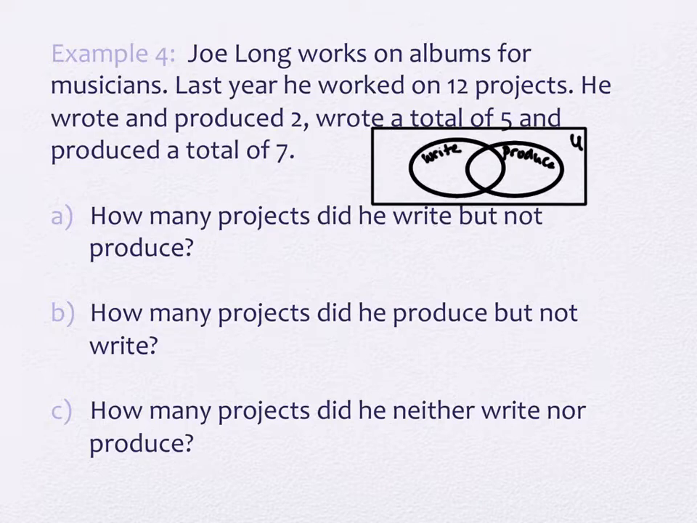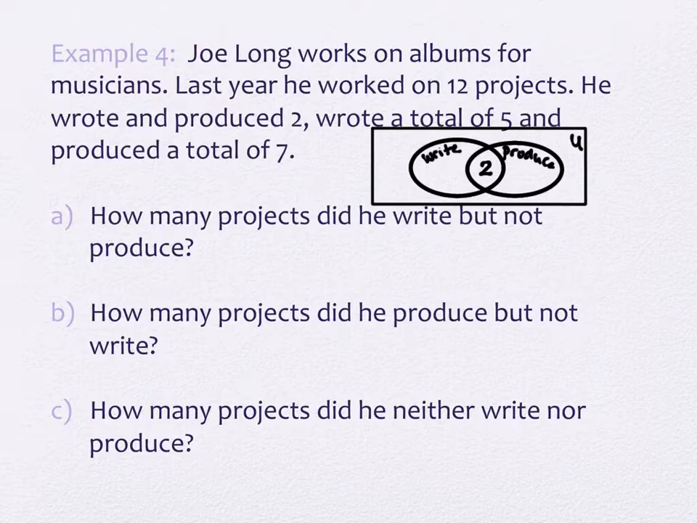And we're going to use the information that we're given to try and fill in what numbers of items go where in this diagram. It says that he worked on albums for musicians. Last year he worked on a total of 12. So that tells us that everything in the entire rectangle, circles plus rectangle, all of it has to add up to 12. Okay, so that information is not so super helpful at the very beginning, but at the end we'll need it. It says he wrote and produced 2. What does that tell us? That goes in the very middle, and that's the most helpful piece of information because it was a very specific location, the overlap part, and it said 2.